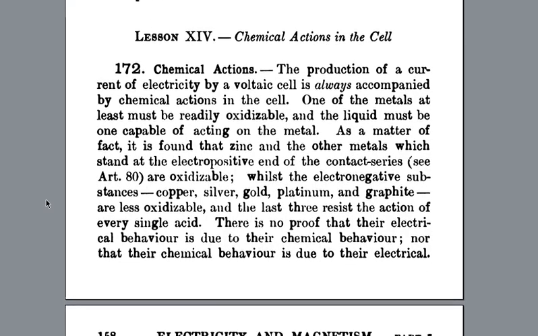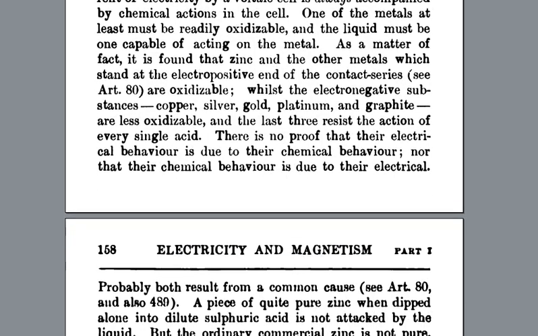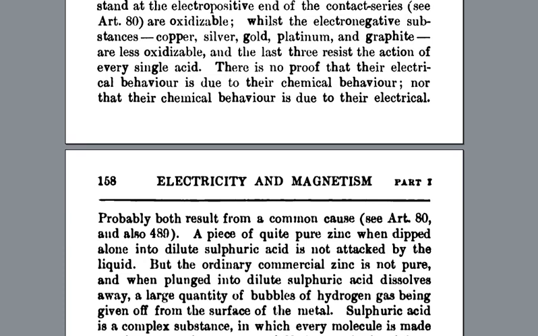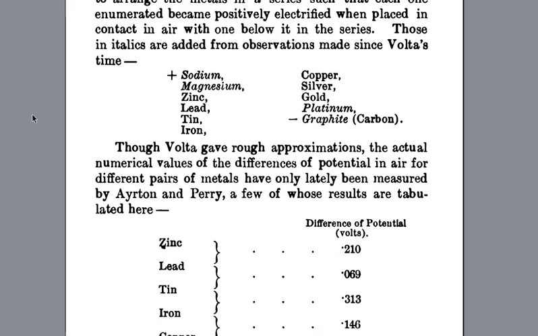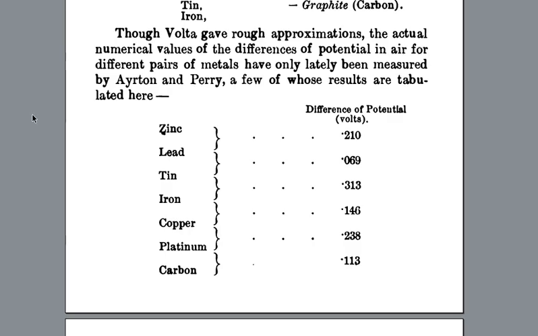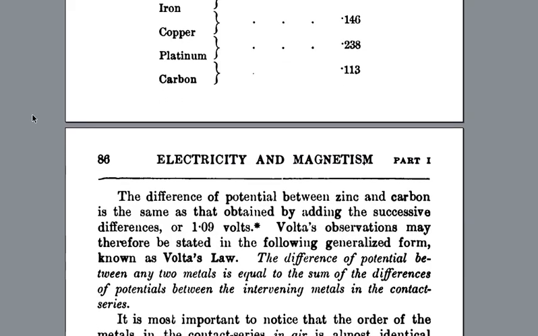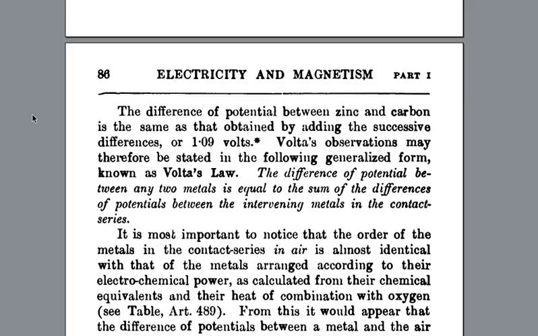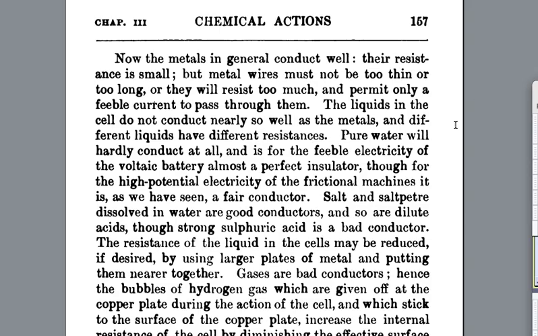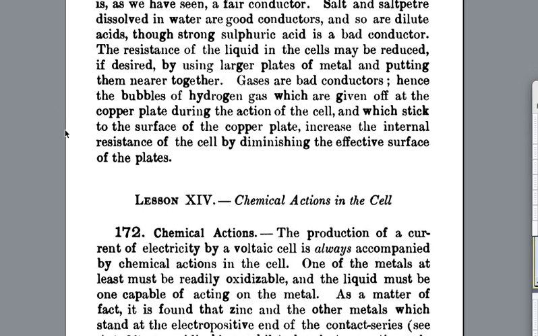Chemical actions. The production of an electric current by a voltaic cell is always accompanied by chemical actions within the cell. At least one of the metals must be readily oxidizable, and the liquid must be capable of acting on the metal. It is observed that metals such as zinc, which are at the electropositive end of the contact series, see Article 80, are oxidizable, while electronegative substances such as copper, silver, gold, platinum, and graphite are less so. The latter three, in particular, resist the action of all acids. There is no conclusive proof that their electrical behavior is caused by their chemical behavior or vice versa. It is likely that both are the result of a common underlying cause, see Articles 80 and 480.